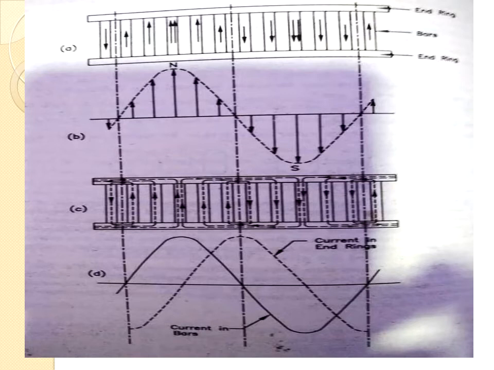Once again, the end ring current lags the bar current by 90 degrees. You must understand this very thoroughly. If a question comes, show the distribution of currents in rotor bars and end rings and derive the expression for end ring current.